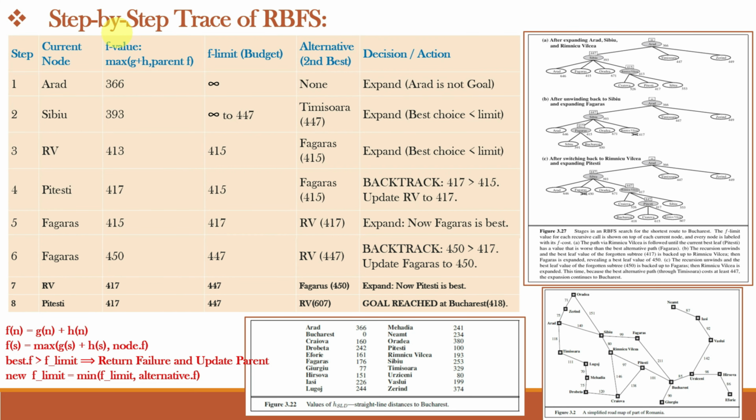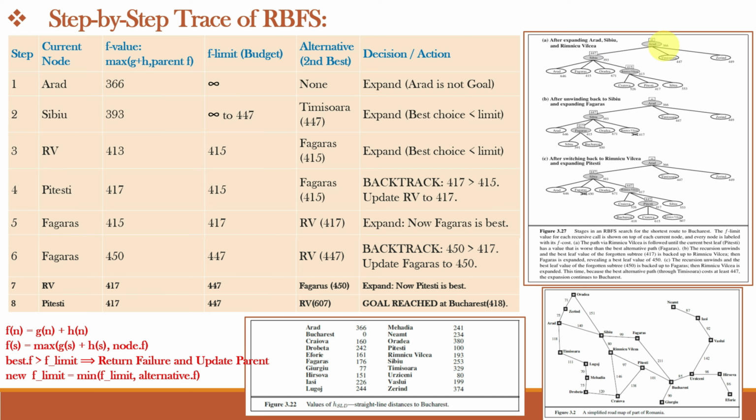Now let us trace RBFS step by step for the same Romania example where we want to go from Arad to Bucharest. The G cost is already given here in these black fonts, and the heuristic is given in this table. For calculating F, we know that it is G(n) plus H(n), which we have already understood in our previous video class. We start at Arad and we set the initial F limit to infinite.